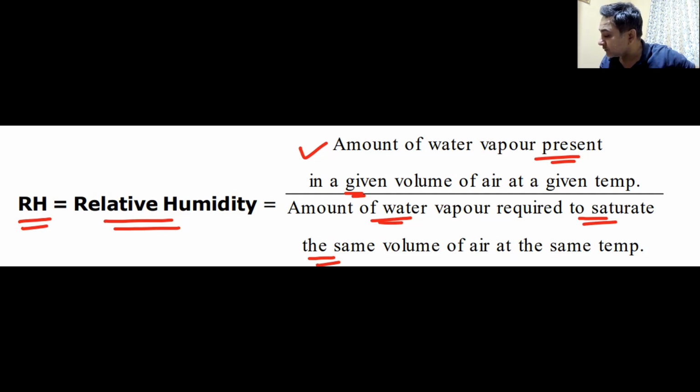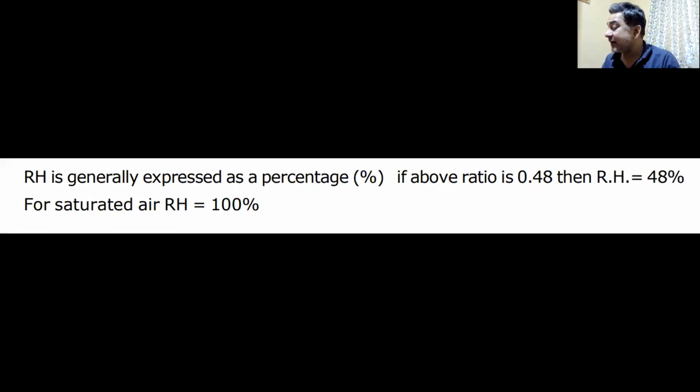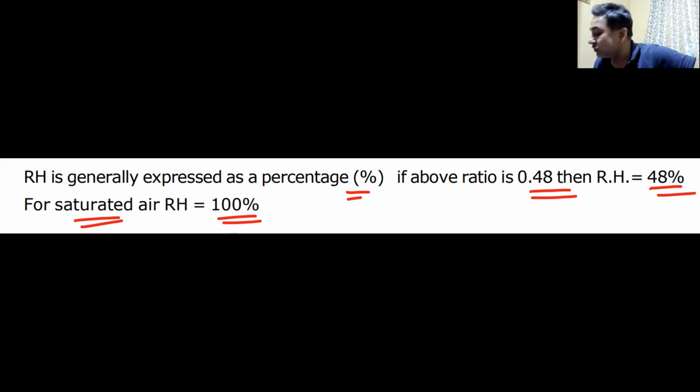Have you understood relative humidity? Yes or no? You will never come across the term absolute humidity. No one understands what is absolute humidity. The only thing we understand is relative humidity. And these are the 2 points. It is actually expressed as a percentage. So someone says that the ratio is 0.8. It means 80% for saturated air. The relative humidity would be 1 or 100%. Do we understand this? Yes or no? Please note this down. Fatafat.